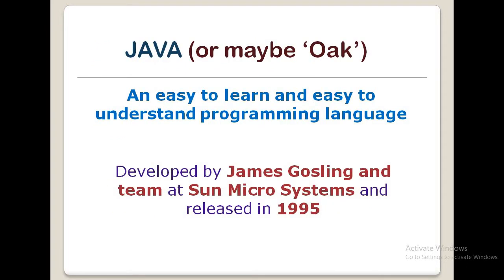The language Java was initially named Oak by James Gosling while he was staring at an oak tree outside his office window. The name Oak was later dismissed due to a copyright issue and the name Java took its place instead. Thus, Java was developed by James Gosling and team at Sun Microsystems and first released in 1995.